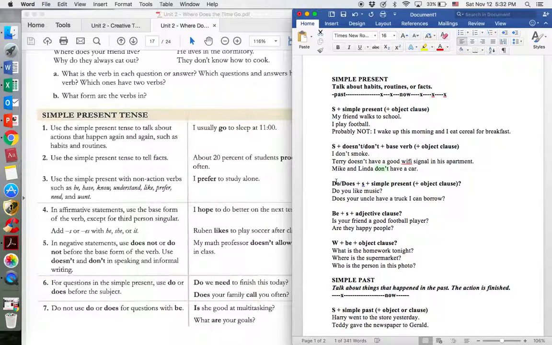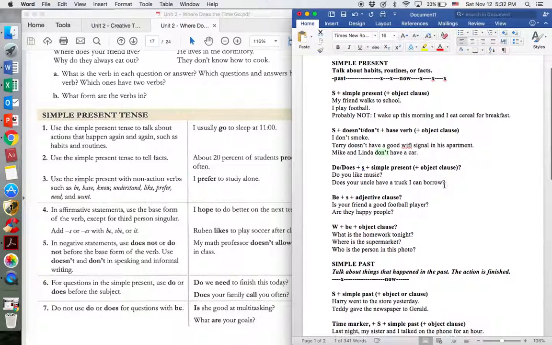To make a question, we have the do, does verb, and then our subject, and then simple present plus an object clause. Actually, I should say base verb. Base verb. Do you like music? Or does your uncle have a truck I can borrow? Again, here's that S, your uncle's third person singular. He as a pronoun, so we put our S here with the do verb, and then we keep a base verb here with a truck I can borrow. Do you like music? You're the subject, like is the verb, music is the object. Does your uncle have a truck I can borrow?